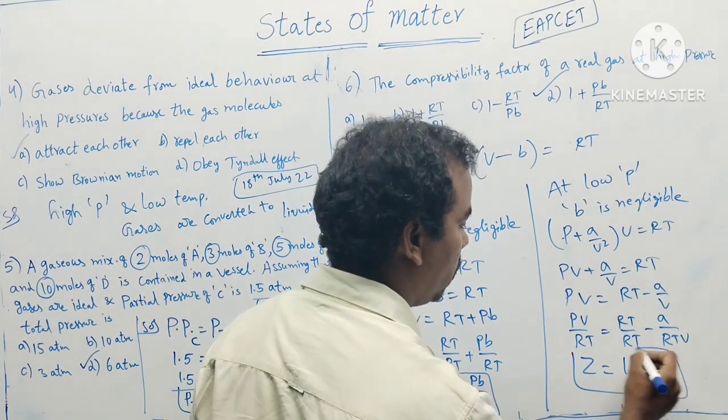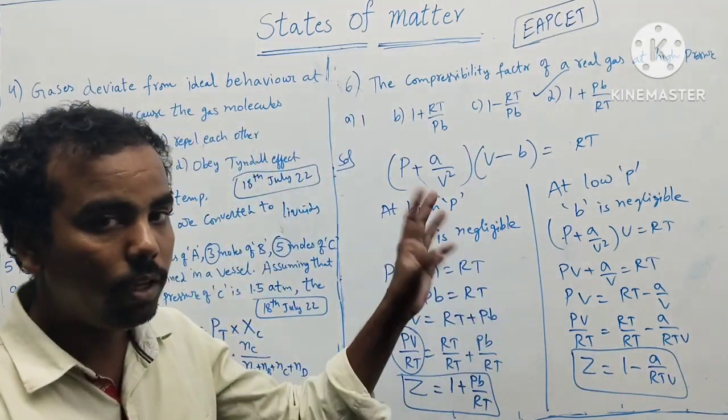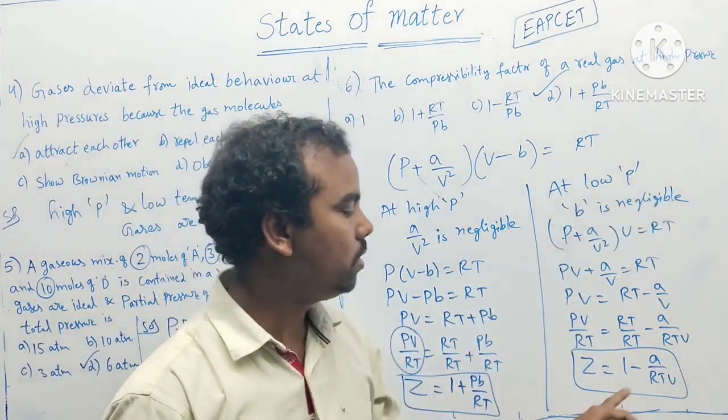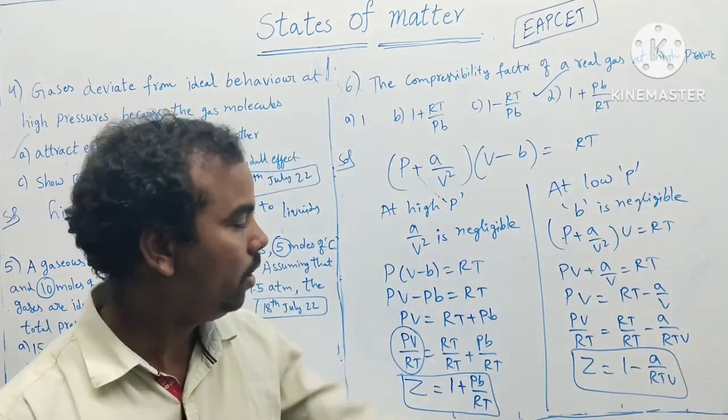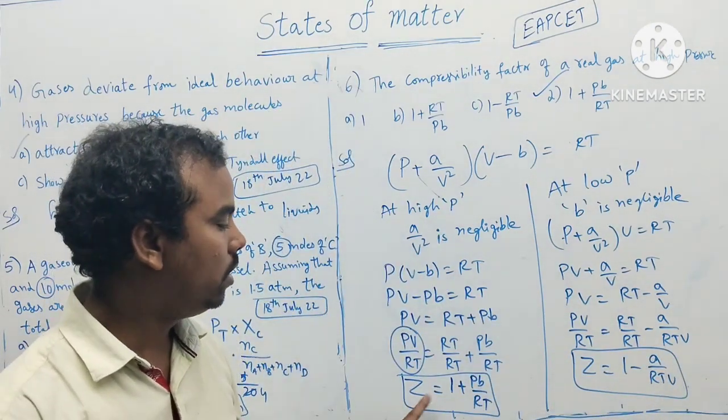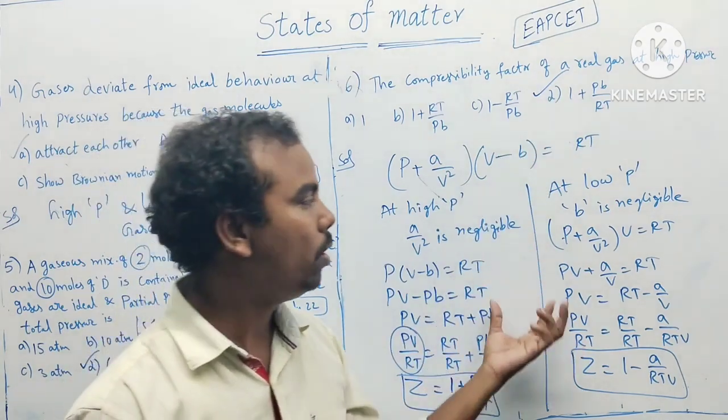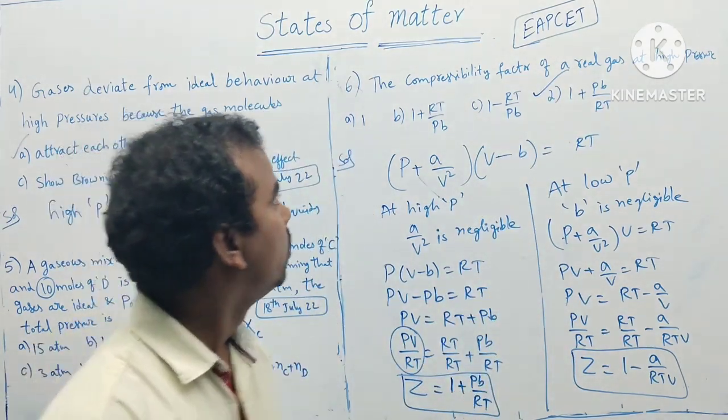So, if he is asking at low pressures, Z = 1 − a/(RTV). At high pressures, Z = 1 + Pb/RT. Very, very important one. Okay. Next.